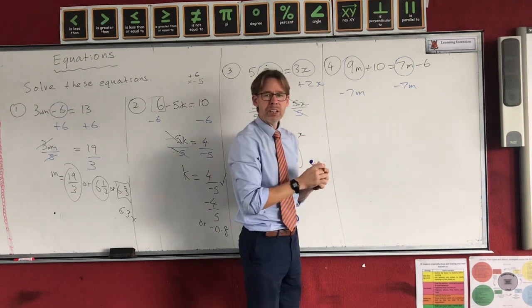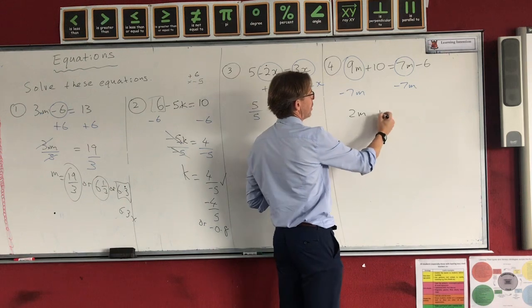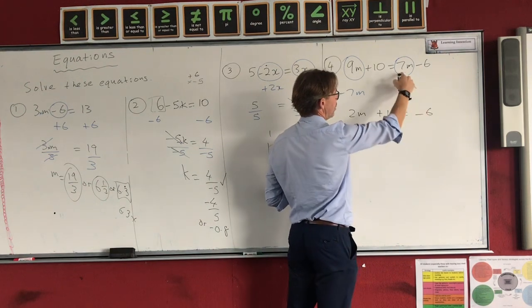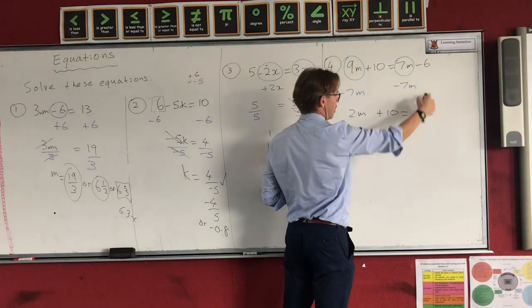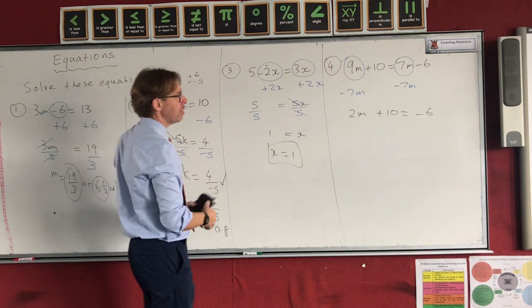the advantage is I get a positive pronumeral term. So this would be 2m plus 10 equals, and then there's negative 6 there. 7m minus 7m is nothing, and the negative 6 is still there. Now, that's a good choice.